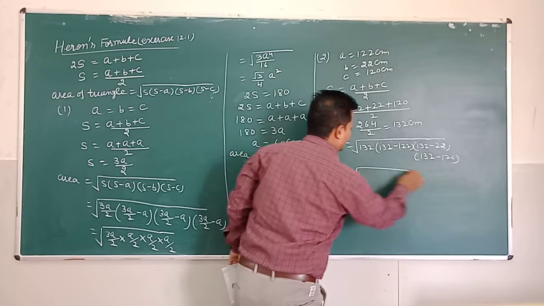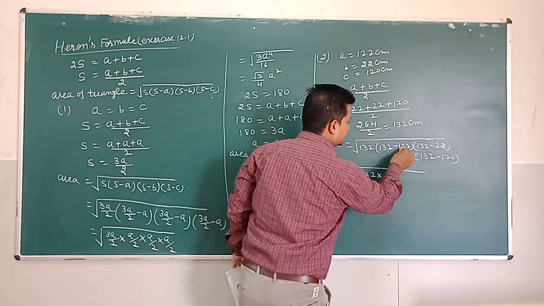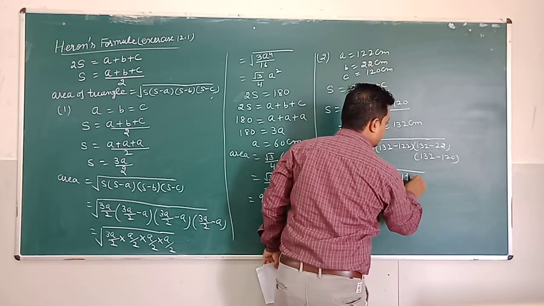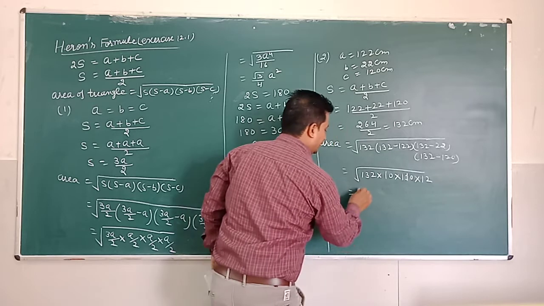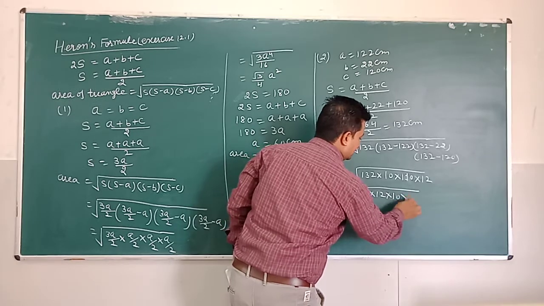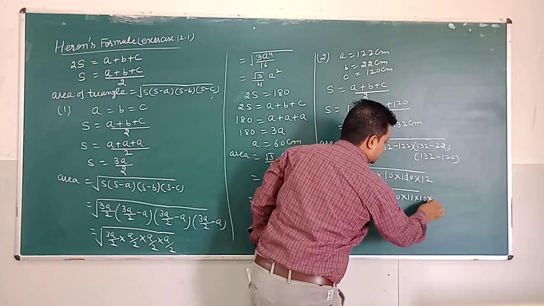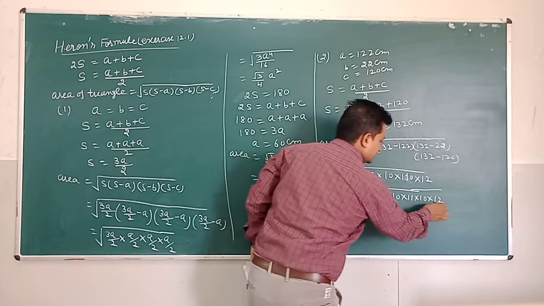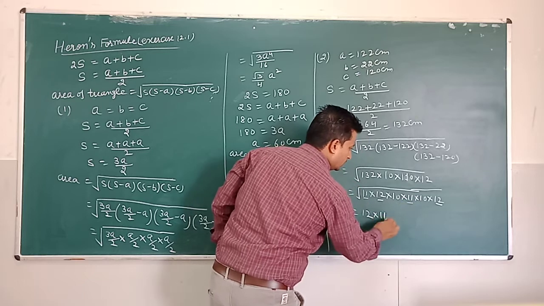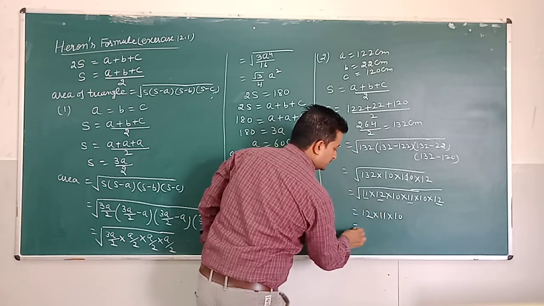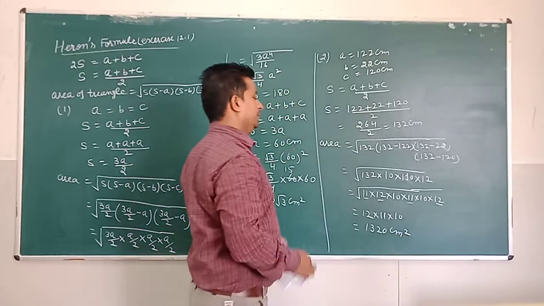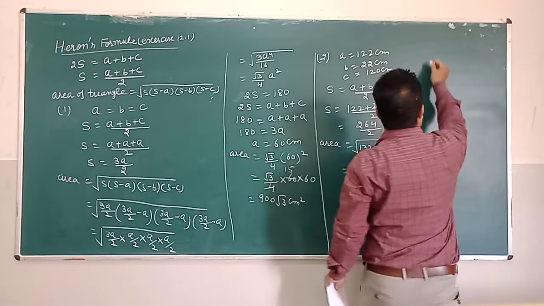So this is 132, this is 10, this is 110, and this is 12. We write this as 11 into 12, and this is 11 into 10. The 12 comes outside the root, and 11 and 10 also come out. This becomes 1320 square meters. This is the area of this triangular wall.